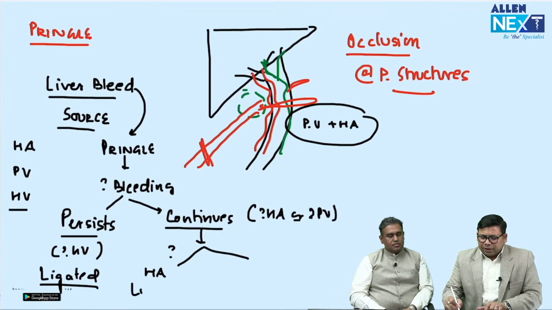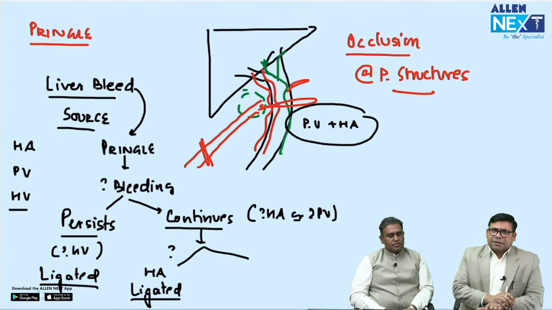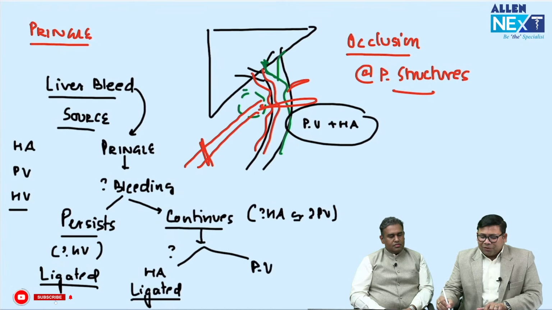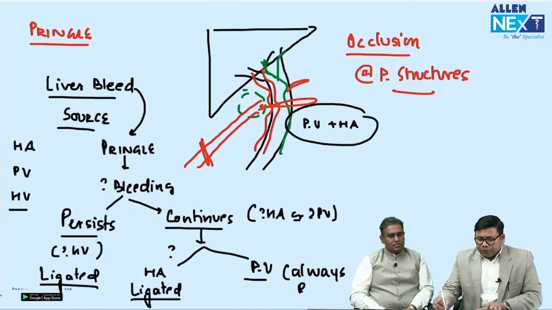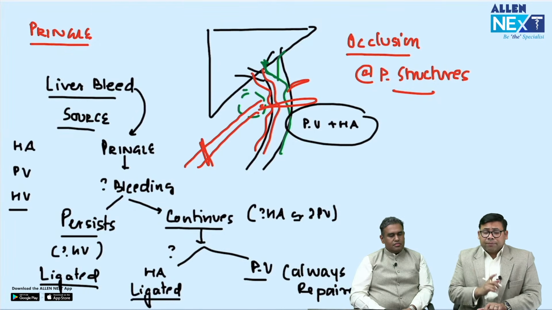If it is the hepatic artery, it is ligated, because it is only giving 20% of the blood supply. When we talk about the portal vein, you cannot ligate the portal vein, it is always repaired. So remember, it is always repaired, and when we talk about repair, it is always repaired over a stent, and this is important for you.